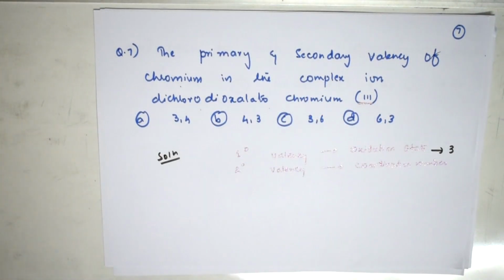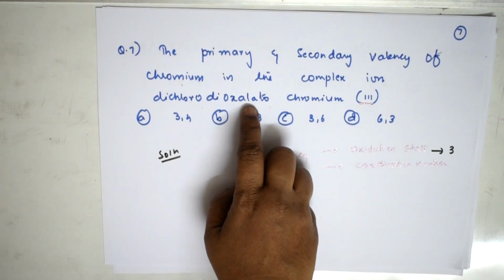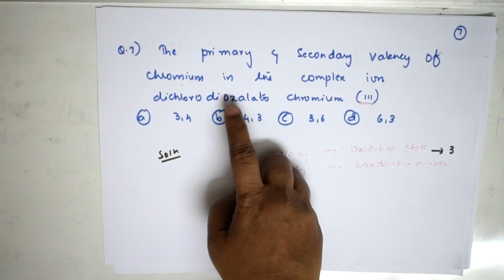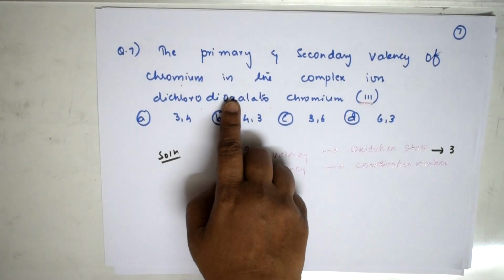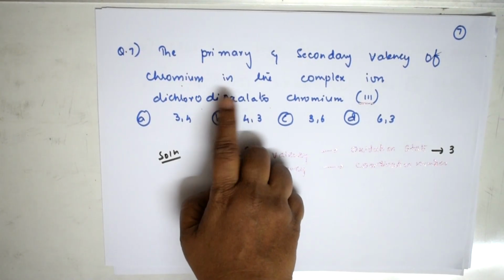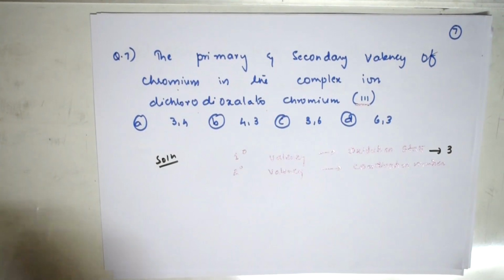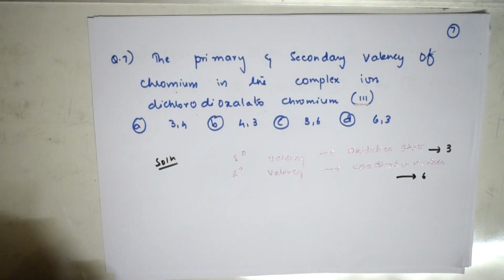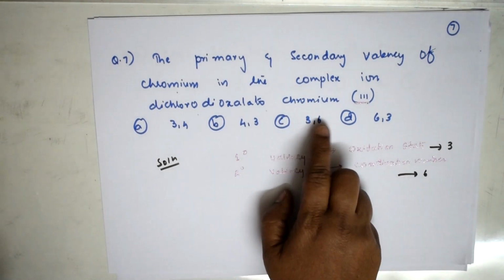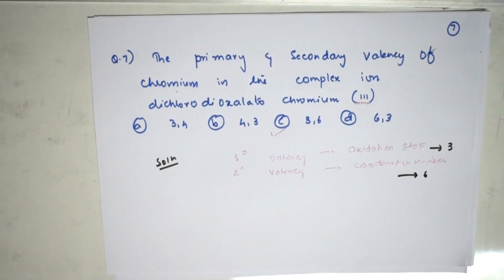Now, coordination number, how to know coordination number? Here they have given dioxalato. Oxalato is a bidentate ligand, correct? Dichloro also is there. 2 chlorines plus dioxalato means 4, 4 plus 2, 6 ligands are there around chromium. So, what is the coordination number? It is 6. 3 and 6, which is the option here. The correct option is nothing but 3 and 6. That is your C option. Simple, isn't it? So, within not even 20 seconds, we have solved the numerical.